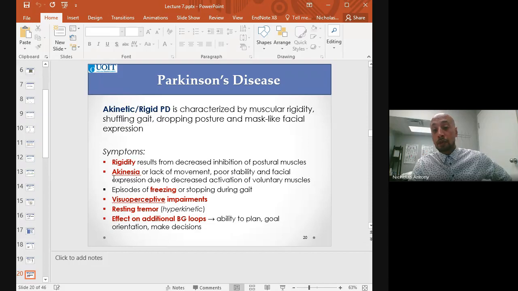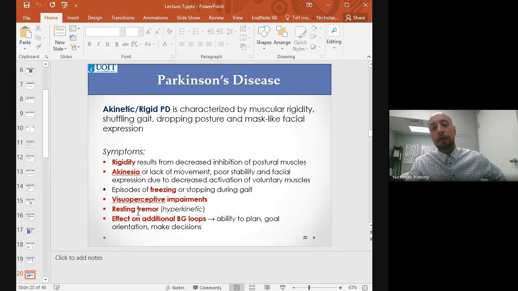The symptoms that we saw on the previous slide are going to be in relation to how the output of the basal ganglia is affected in those three areas: the PPN, the midbrain locomotor region, and the motor thalamus. We see rigidity of the muscles, and that's from decreased inhibition of the postural muscles. So their postural muscles are flexing too much, which leads to rigidity. We see a lack of movement, and that's as a result of increased inhibition of our motor thalamus. We see episodes of stopping or freezing gait because we have inhibition of the midbrain locomotor region.